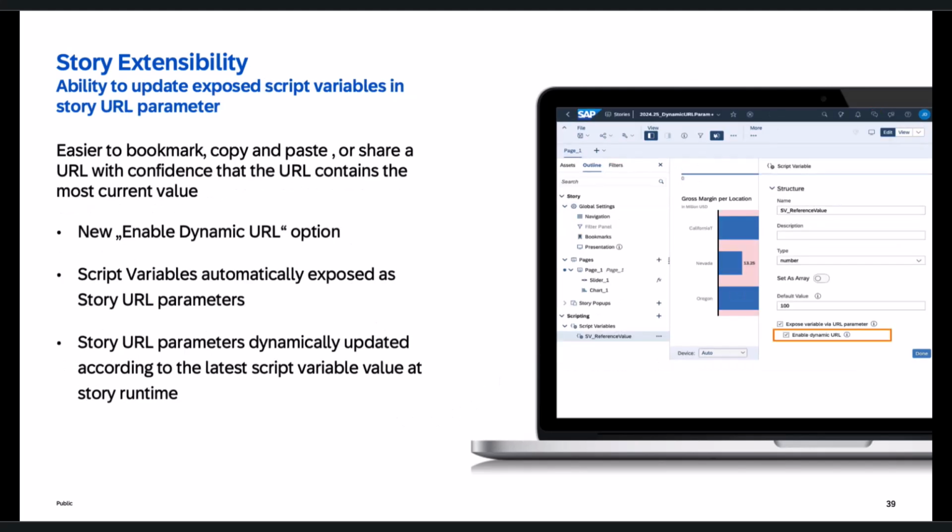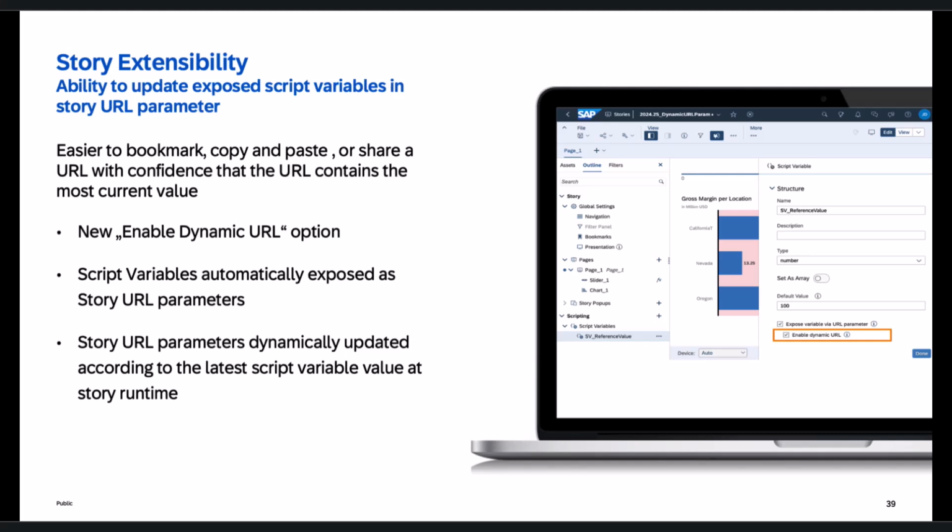Now we also have the new features. We are able to update the exposed script variables in the story URL parameter. So you may already have implemented that scenario that you create a script variable and the script variable is exposed as a URL parameter. Then you start your stories with the URL parameter, and in the story runtime, you are using some scripting to update this script variable. But you can notice in the previews in the URL parameter, the script variable value is not synchronized with the actual value you are in the story.